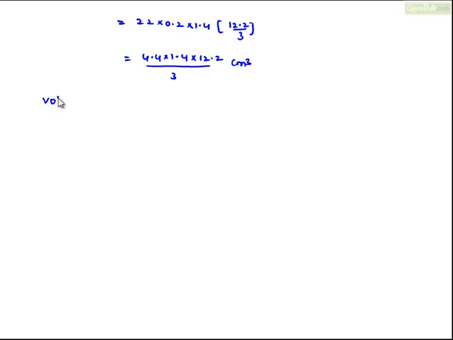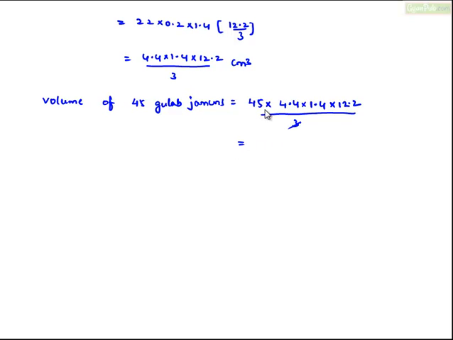Now the volume of 45 gulab jamuns is equal to 45 times the volume of each one, that is 4.4 times 1.4 times 12.2 by 3, which is equal to, here 3 goes in 45 9 times, and we get the value of 9 times 4.4 times 1.4 times 12.2, which is 1127.28 centimeter cube. But we need the volume of syrup.